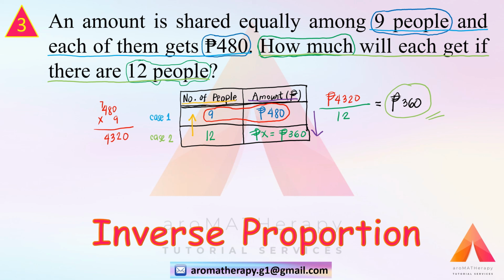So, of course, the amount shared by each person will decrease. But if fewer people share, of course the amount they receive will also increase. Right? Do you get it? Do you get the point of inverse proportion? That's why it's called inverse, since their relationship is opposite. If the first quantity increases, the second quantity decreases. Or, if the first quantity decreases, the second quantity increases. As long as the relationship is opposite, that's inverse proportion.